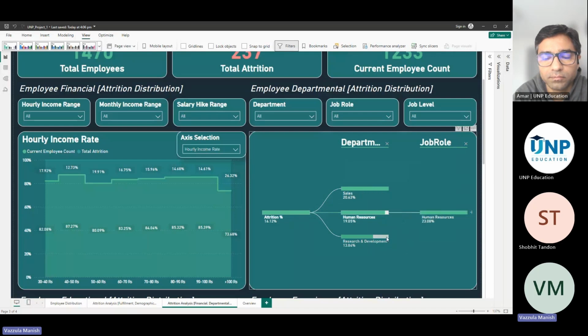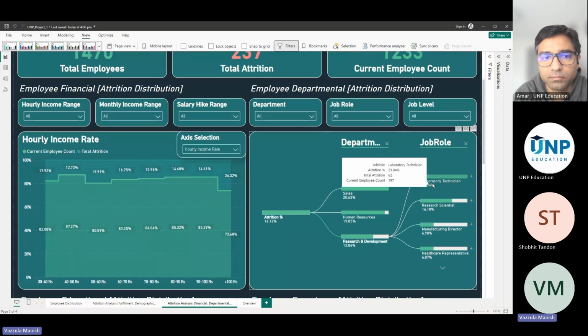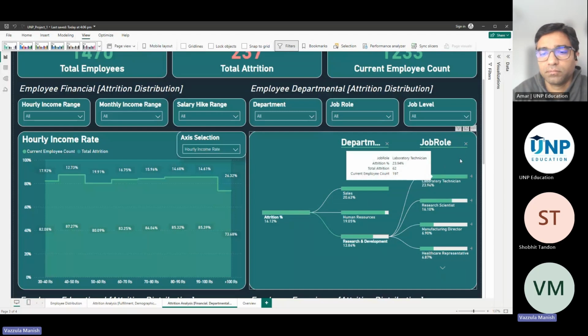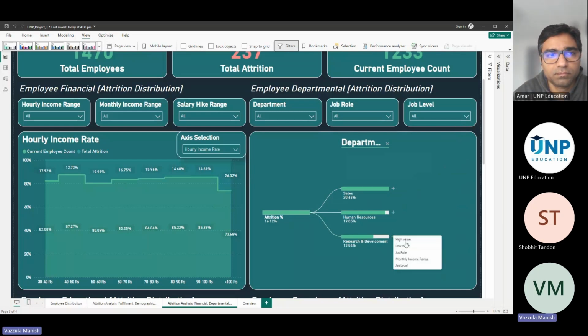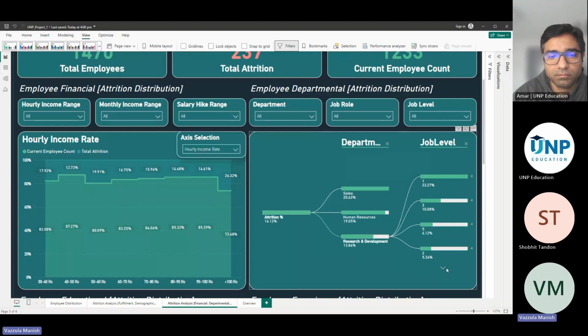That's why nothing really changes within that. And research and development has two job roles. Again, here also we see laboratory technicians tend to leave way more, and again the job role tends to be lower on the career ladder. If we also sort them based on job level, which ranges from 1 to 5, we see that most of the time, within all of them, people with job level 1 tend to leave the company way more. Here we see 42%, here we see 23%. Only within human resources do we see the trend where job level 3 is attracting people out of the company more.